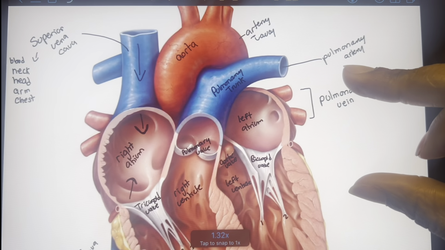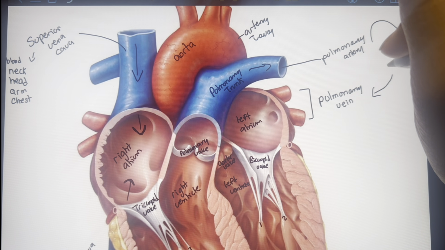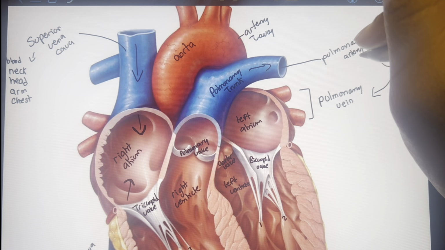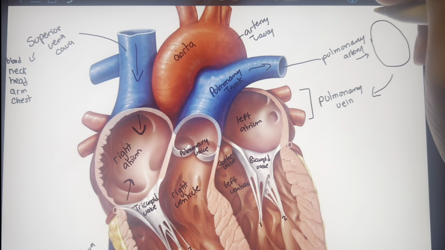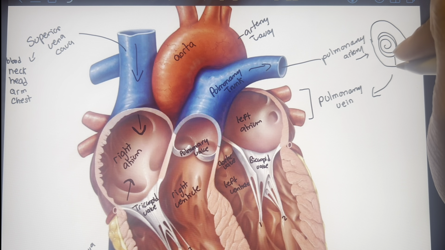It brings deoxygenated blood away from the heart. So let me draw a diagram here to give a little representation. So the arteries bring the deoxygenated blood into the lungs, where it does its function, and then it sends the oxygenated blood back into the heart through the pulmonary vein.